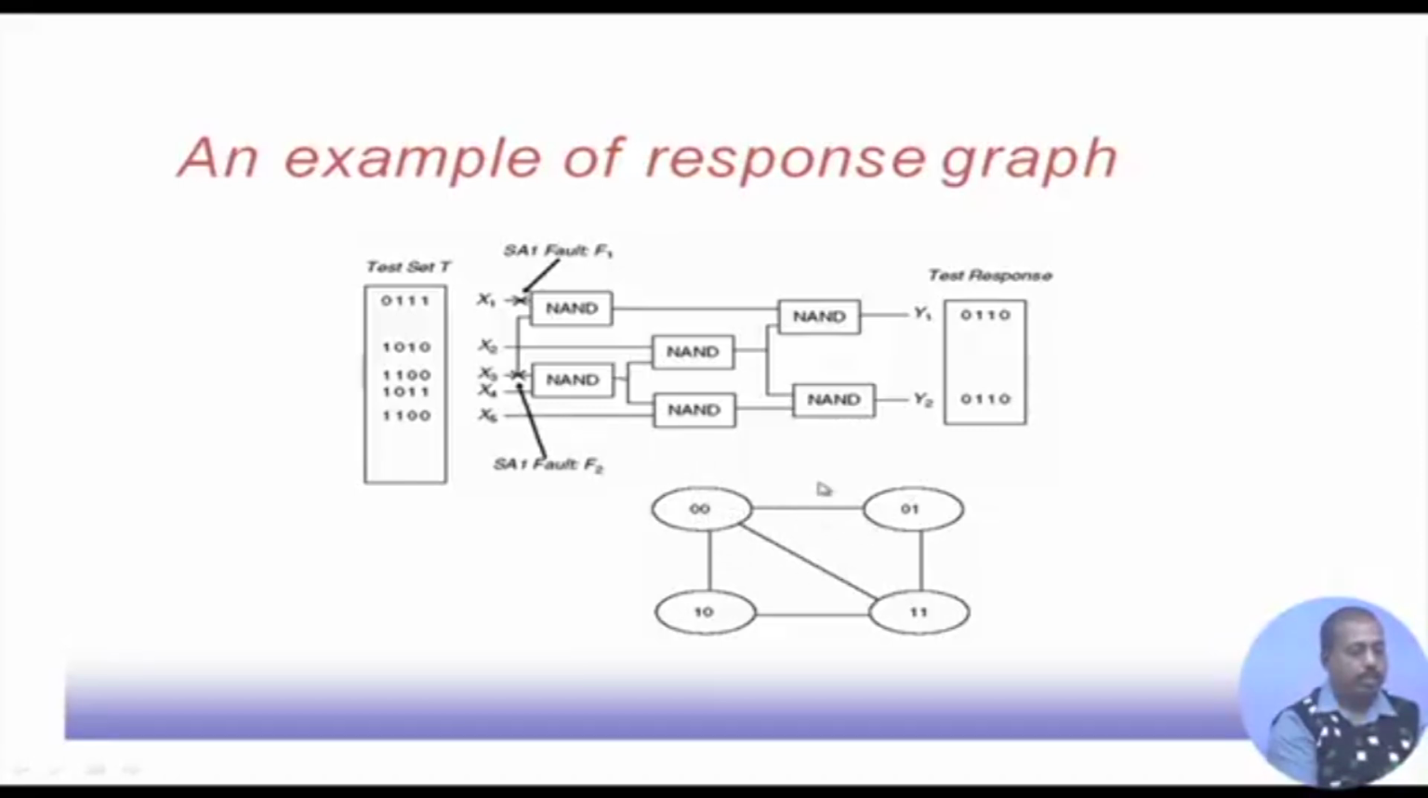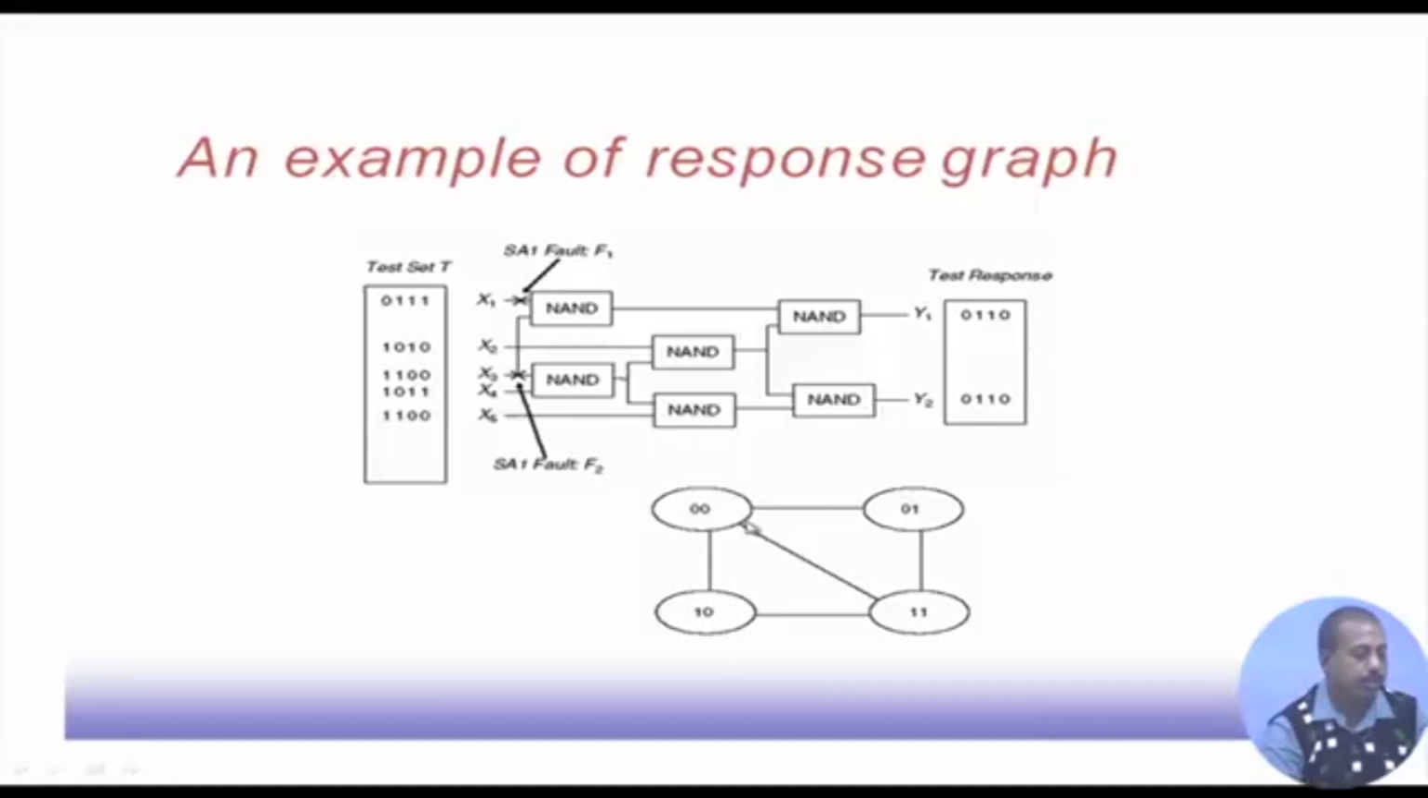So, what happens is that when a particular fault is present, the response changes from the fault free response to some other pattern. So, this is actually the response graph that we are talking about. Under the presence of a particular fault, if the response changes from the fault free response to something else, then we have an edge between the two. That means under the presence of some fault, the response changes from 0 0 to 0 1, but there is no fault in the circuit that can change this response 0 1 to 1 0. So, that is not possible.